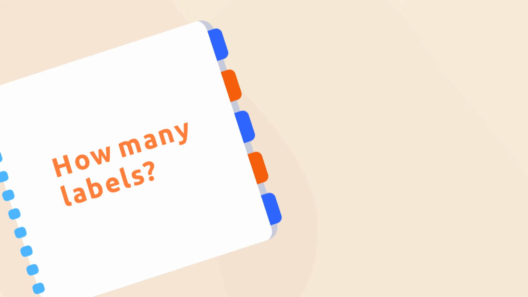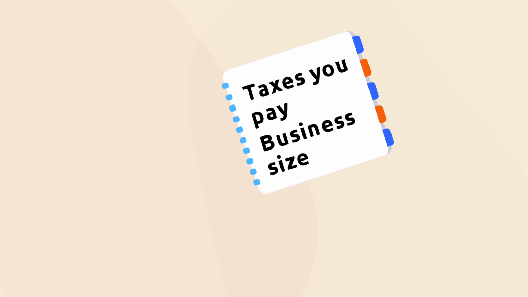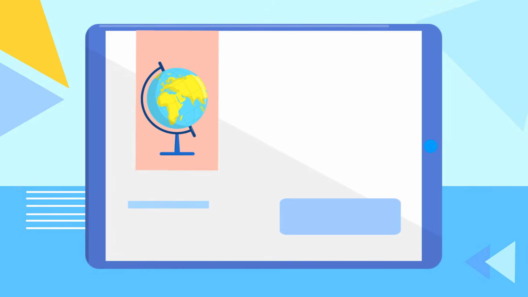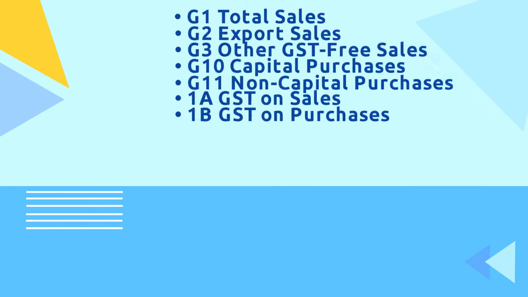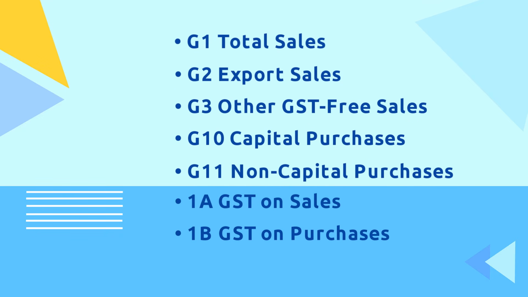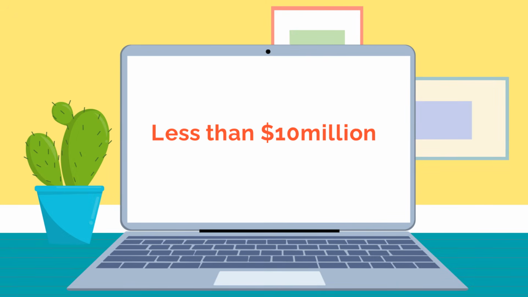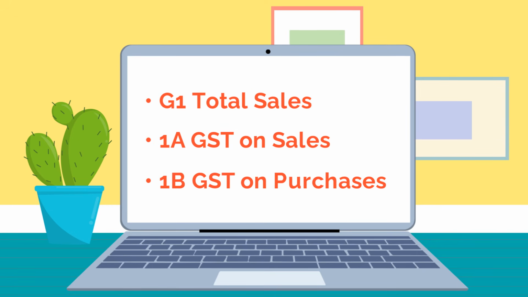How many labels you need to complete depends on the taxes you pay and also the size of your business. For example, if you run a large business that has an annual turnover of $10 million or more, you need to lodge full BAS returns, which will have at least the following labels just for GST. However, if you run a small business turning over less than $10 million a year, you may be able to lodge a simpler BAS return, which only has a few labels for GST.